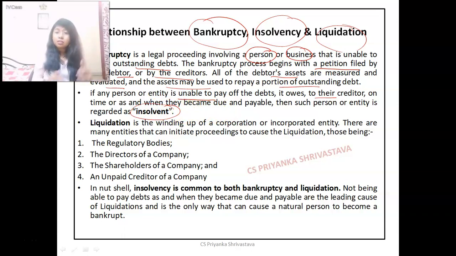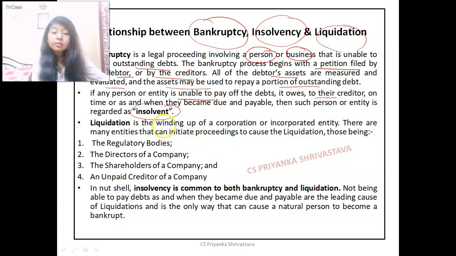So it is basically a situation that happens when a person is unable to pay their dues timely. Whatever the time was decided, at that time they are unable to pay off the debt to the creditor or any other person. In such a situation, such a company or person or individual will be called insolvent.